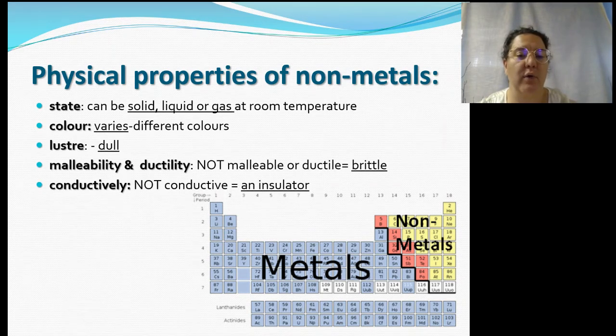Nonmetals can be solid, liquid, or gas at room temperature. So like sulfur is a solid whereas oxygen's a gas. The color varies between different elements. They're typically dull. They're not malleable or ductile. They're brittle. So like sulfur will crumble. And they are not conductive. They're insulators, so heat and electricity do not easily transfer through them.